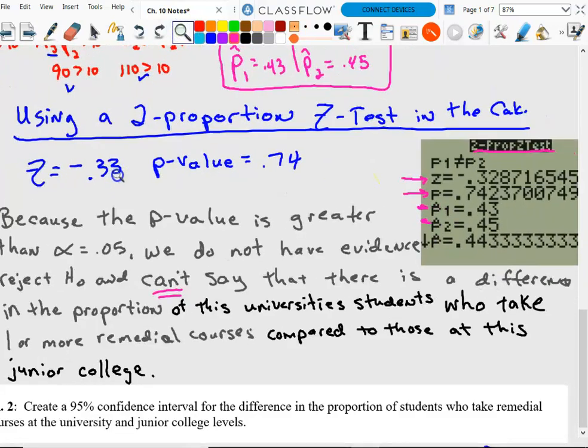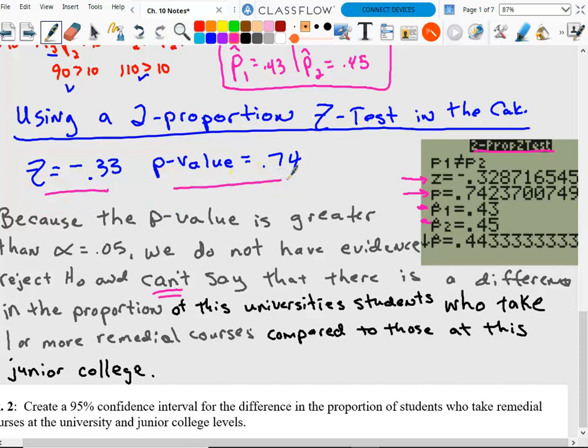So I still have to name the test using a 2-proportion z-test in my calculator. I got this z-score. I got this p-value. I look at that p-value and I'm like, damn, girl, that is gigantic. There is no way I have any evidence. So now I got to go communicate that.